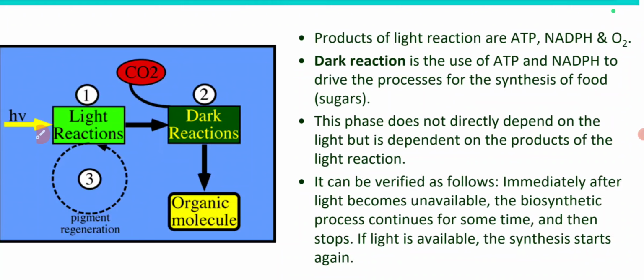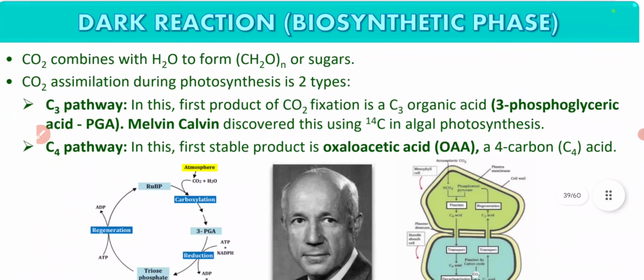It can be verified as follows. Immediately after light becomes unavailable, the biosynthetic process continues for some time and then stops. If light is available, the synthesis starts again. Here you can see CO2 combines with H2O to form (CH2O)n or sugars. CO2 assimilation during photosynthesis is of two types, C3 pathway and C4 pathway.